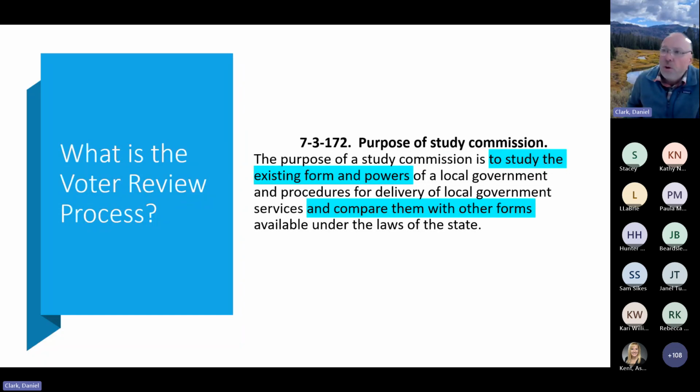All right, so the voter review process, this is what it says in the statute. The purpose of the study commissions is to study the existing form and powers of local government and its procedures for delivering the local government services and compare them with other forms of government. So that's basically what the purpose is. Who are we? What are we doing today? How are we structured? What's our existing form of government? And what should we or could we look like in the future? Or if we're to adopt some other form of government, would that make it better?